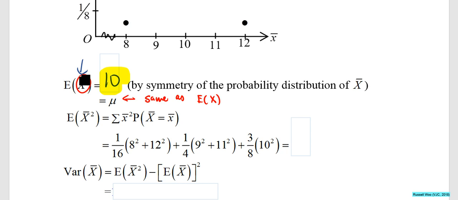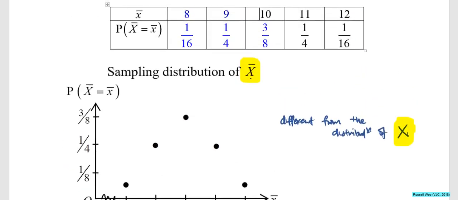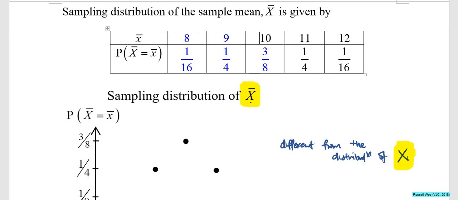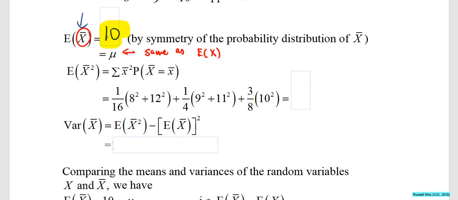Next, I want to find the variance of x bar. Do you expect it to be the same? Let's find out. How do we find the variance? We need the expected value of x bar squared, but before that we need this. You look at the table again. You take this square times this, this square times this, and so on. The work is done for you. All you need to do is just copy this one. You will get 101. Now, if we calculate 101 minus 10 squared, you will get 1.